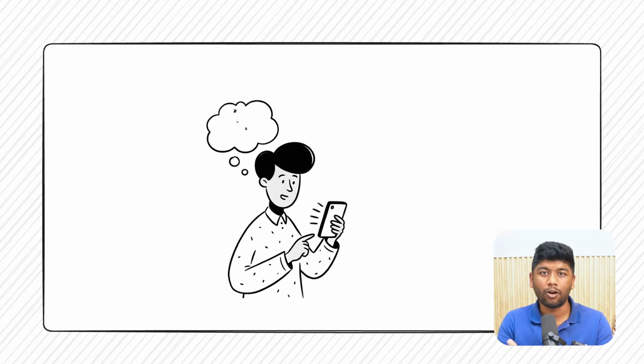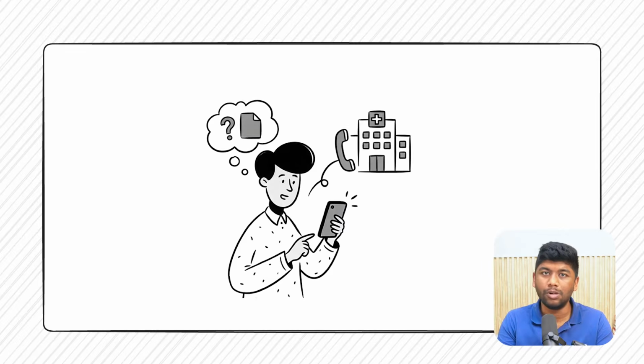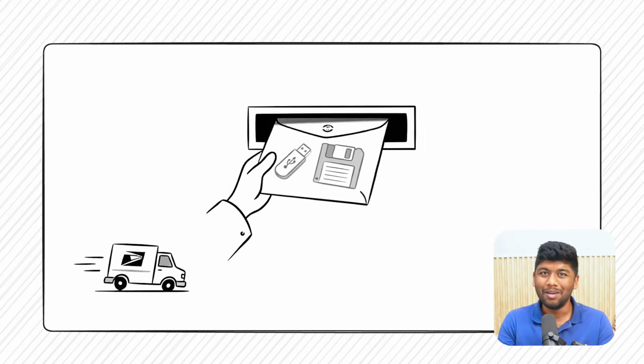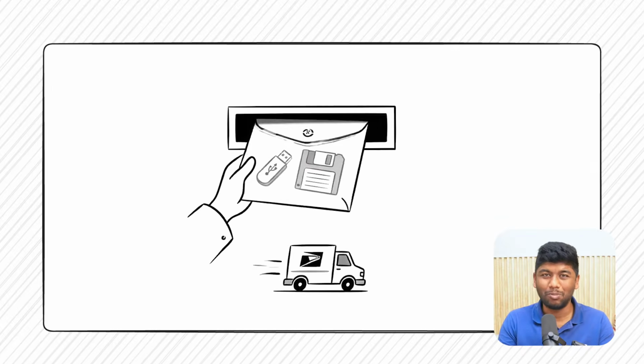So you can, just using your HIPAA access rights, call up different organizations. This can be a hospital, this can be your insurance provider, and ask them for a copy of your data. And they have to legally give you this copy. So this might even come in a pen drive or a floppy disk to your mailing address. But yeah, you can do that.